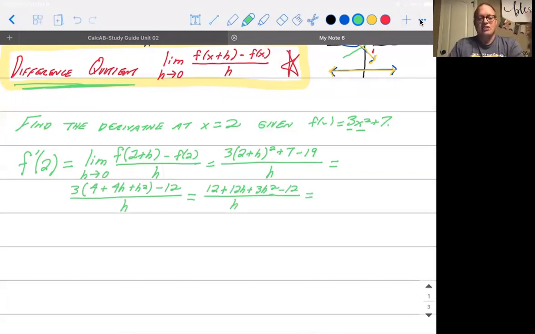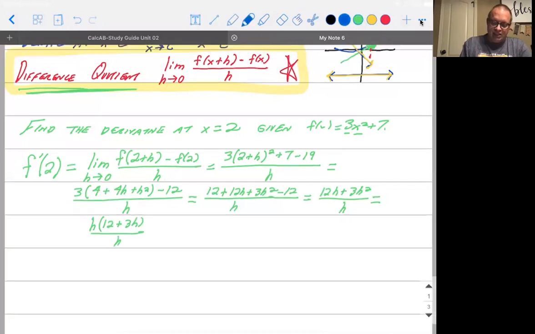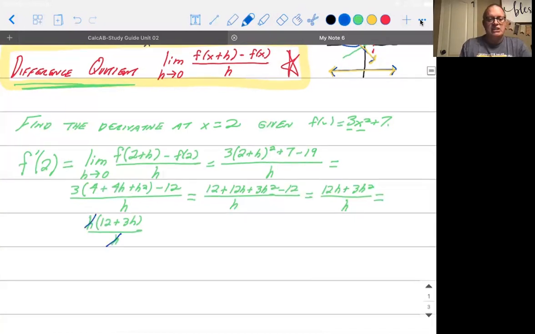So now what I can do is I can take those 12s away. So I'm left with 12h plus 3h squared all over h. Now, the way I can think about this is I need to take an h out of everything in the numerator, because I have addition up there. So if I factor out an h out of the numerator, I'm left with 12 plus 3h over h. And now because I have this factor of h in the numerator, h divided by h is 1. So therefore, I'm left with 12 plus h.